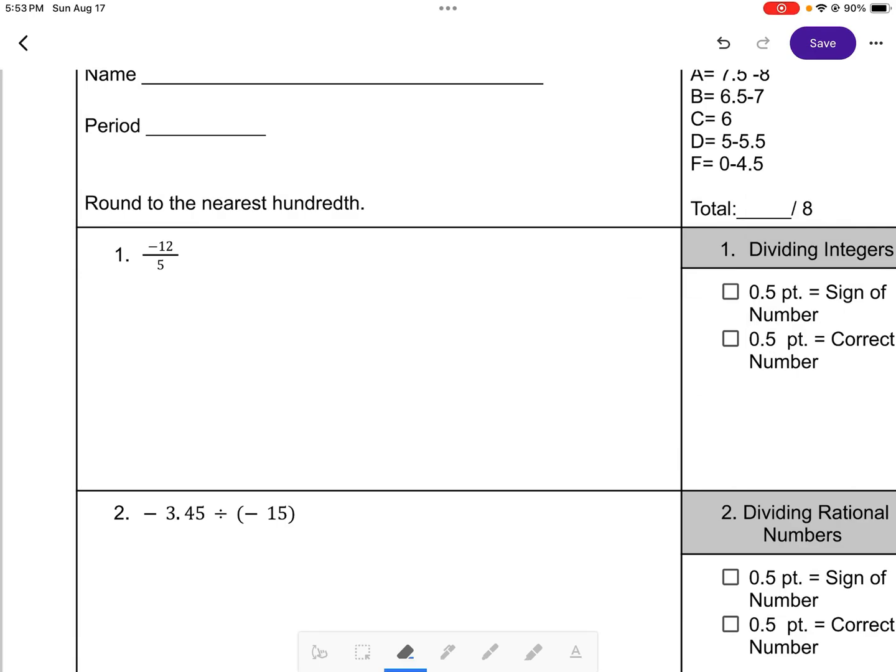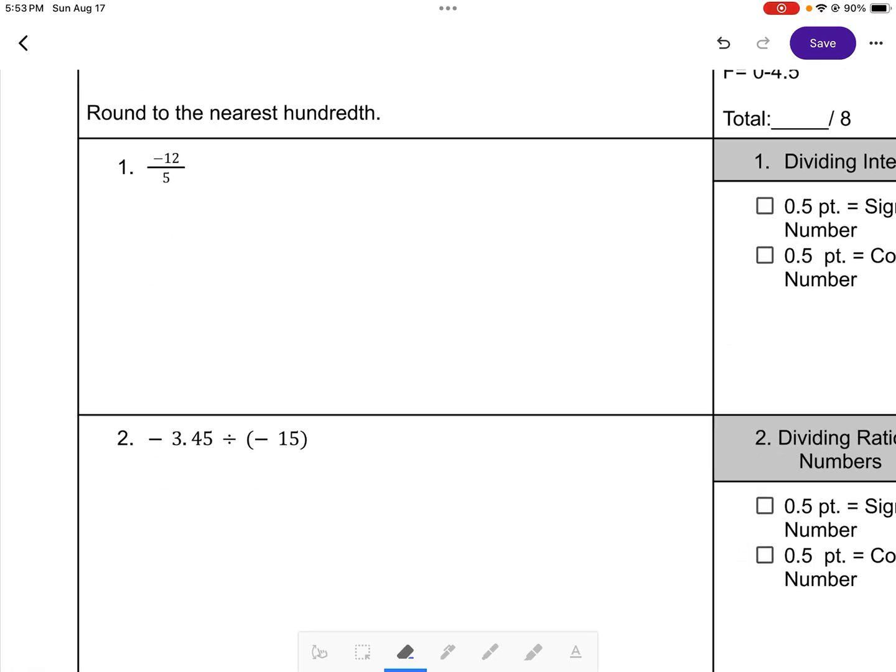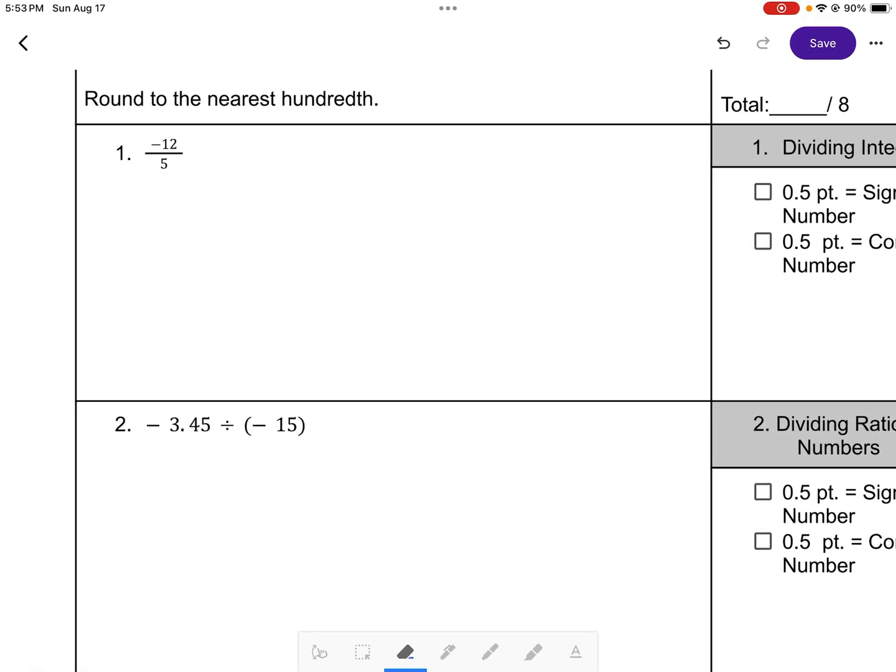Hi friends, today we're going to talk about our dividing integers and rational numbers quiz. We're going to start with number 1. Number 1 is a fraction, negative 12 over 5. Remember we talked about how fractions and division are the same.